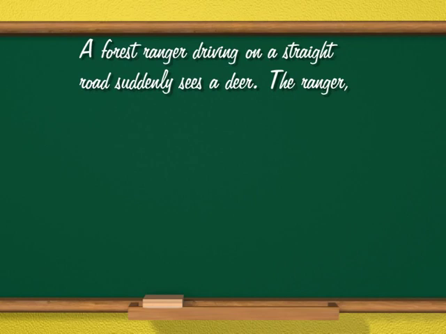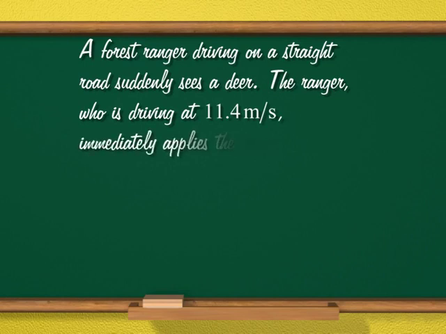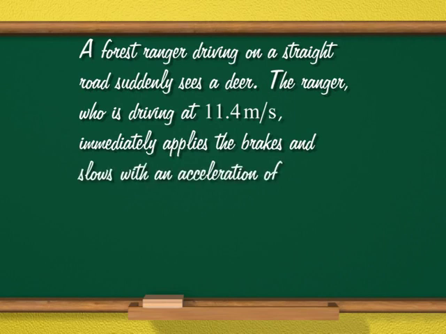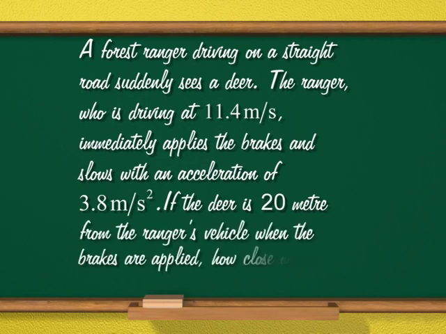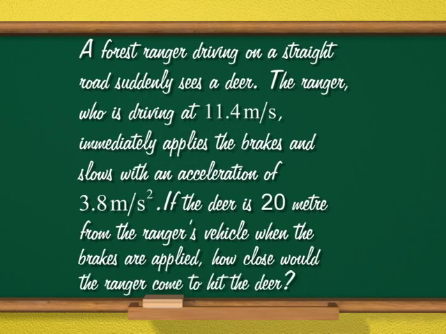In our next problem, a forest ranger driving on a straight road suddenly sees a deer. The ranger, who is driving at 11.4 meter per second, immediately applies the brake and slows with an acceleration of 3.8 meter per second square. If the deer is 20 meter from the ranger's vehicle when the brakes are applied, how close would the ranger come to hit the deer?